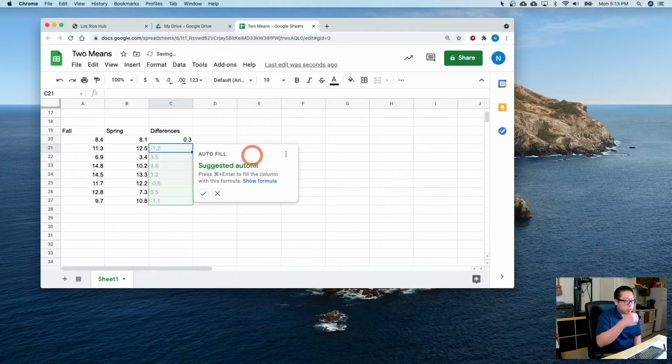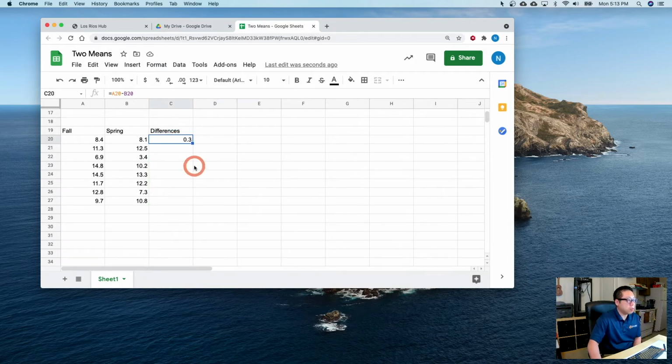And then for the rest of the column, you can actually click yes on the suggested autofill. I'm going to do this the other way, which is to move my cursor to the bottom right until I see a plus sign, and I'll click and drag that. All we're doing here is copying that first box and pasting it to the rest of the column. You can also use the autofill suggestion. All right, so what Google Sheets did for you is subtract all of these for you.